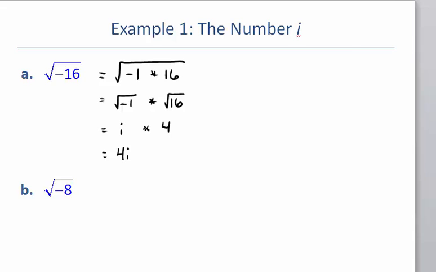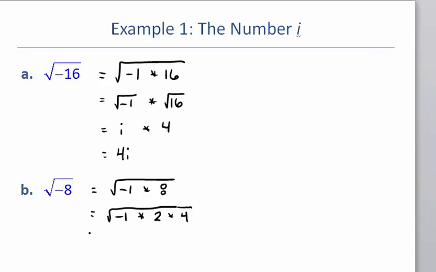Part B asks us to find the square root of -8. So again, we're going to rewrite -8 as -1 times 8. Furthermore, if I'm thinking ahead, I know that I cannot take the square root of 8. But if I break down the 8 into 2 times 4, I might be able to work with the square root of part of that, namely the 4.